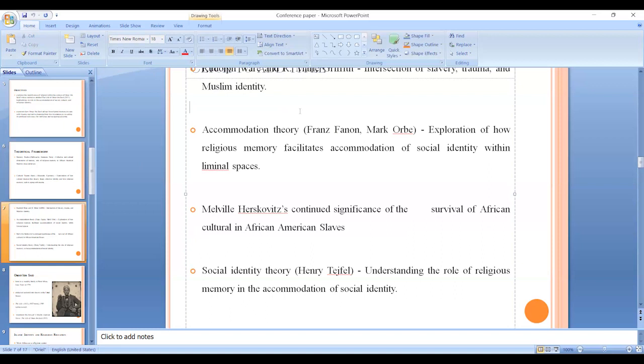And this study shall also incorporate accommodation theories and the theories by Melville Herskovits, who speaks about the survival of African culture in the African American slaves. And also, the study shall be incorporating social identity theory by Henri Tajfel.